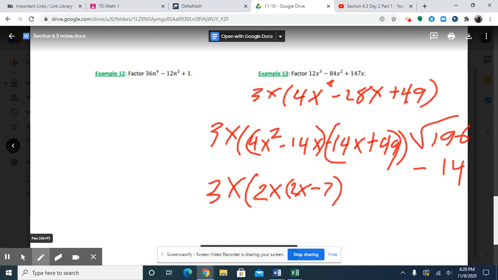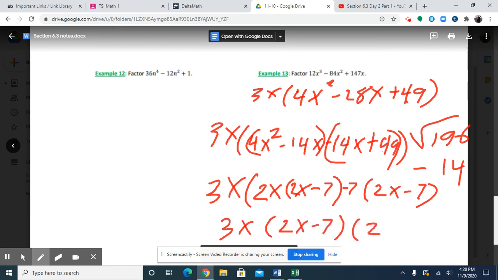And from this next one, we can factor out a negative 7, which should give us 2x minus 7. So we have 3x, and our answer would be 2x minus 7 times 2x minus 7, which again, since they're the same, we can rewrite as 2x minus 7 squared.